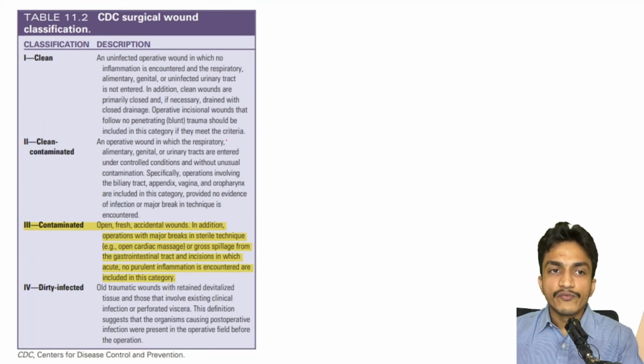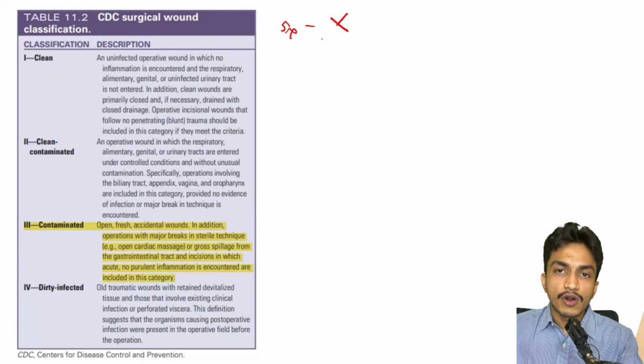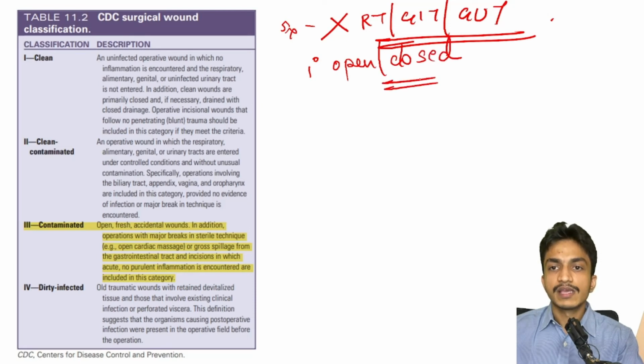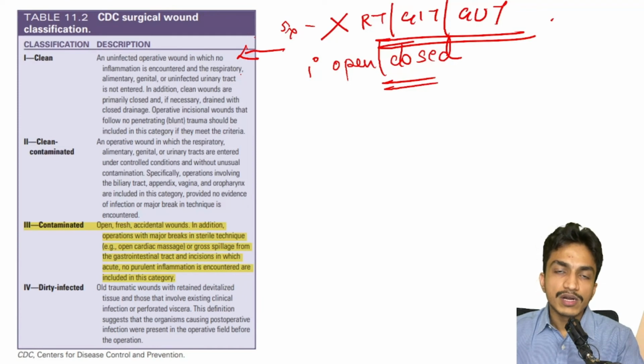Coming to the surgical wound classification. If we have done a surgery wherein we have not entered into the respiratory tract or GIT or genitourinary tract, and we have primarily opened and closed the wound under proper aseptic techniques, that is a clean wound. Wherein we have not encountered any kind of trauma.